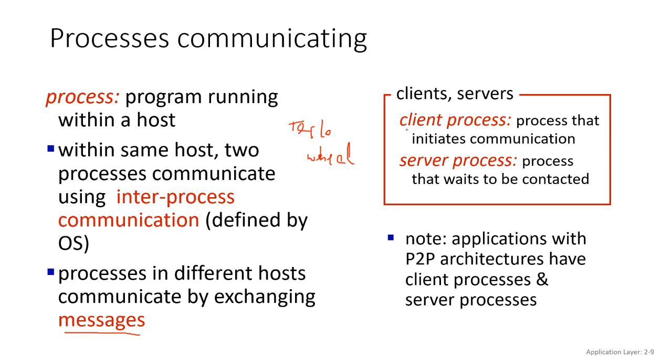So this is for the processes and the communication between processes, either in the same system or in different systems. In the same system, we're talking about inter-process communication, where they communicate directly. Within different systems, different environments, we're speaking about message exchanging. The messages are being passed around.